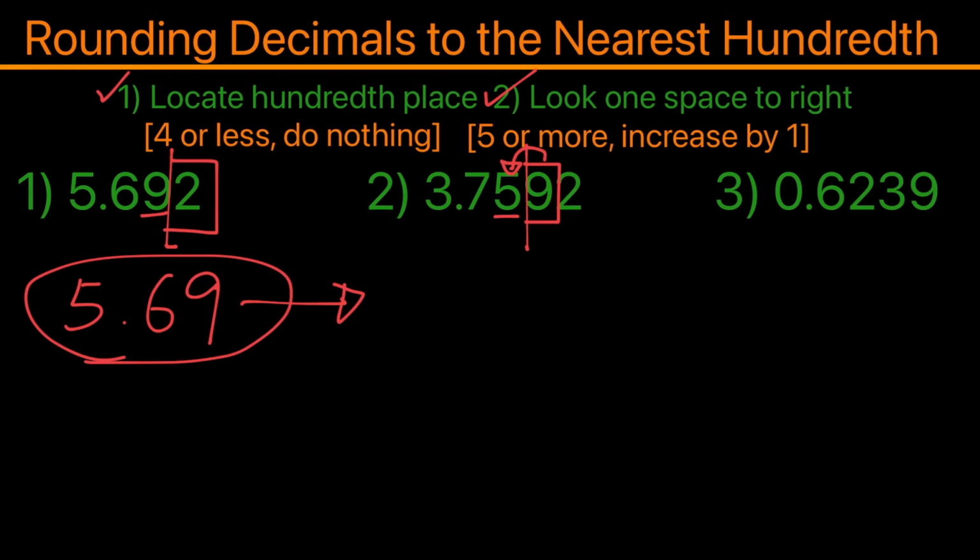So the answer would then become 3.76. And the 9 and 2 that we have in the thousands and the 10,000s place will be gone. So it's just 3.76.